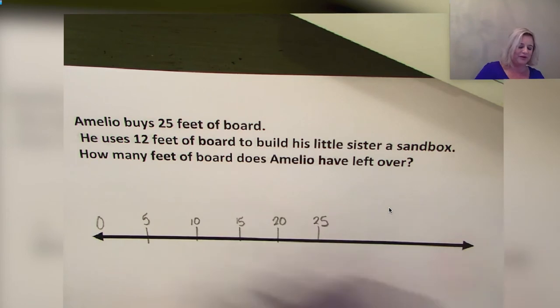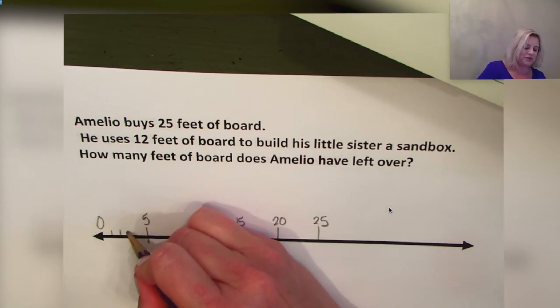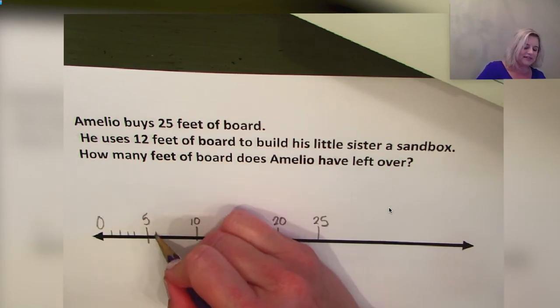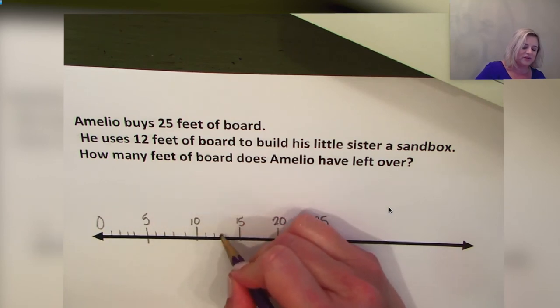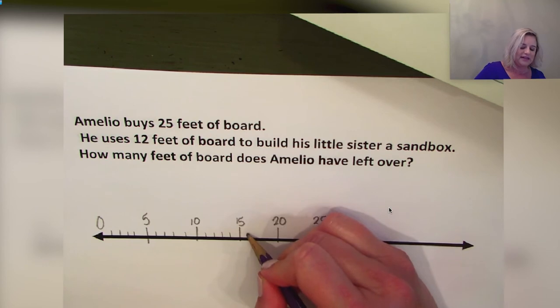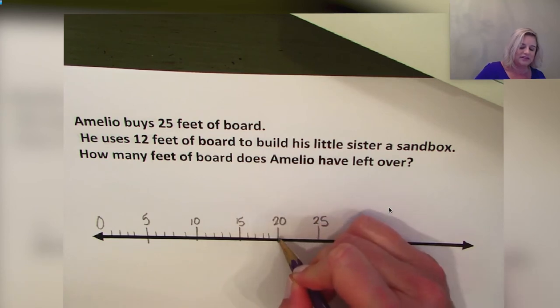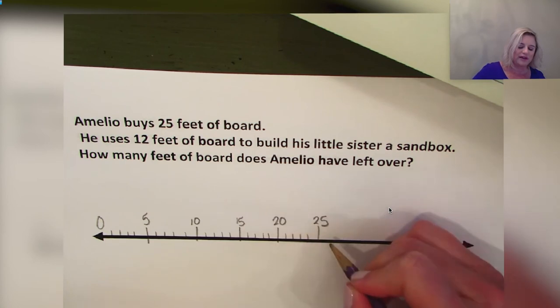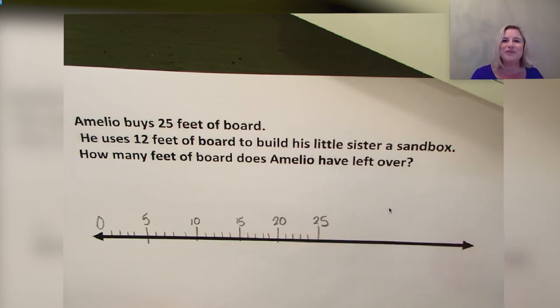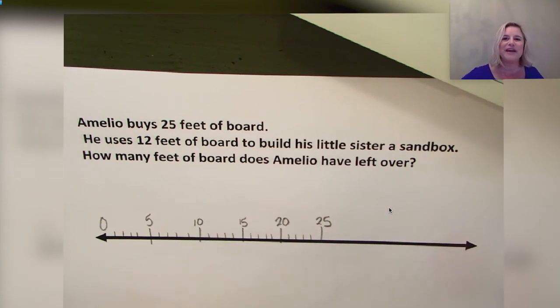Let's do that now. 1, 2, 3, 4, 5, 6, 7, 8, 9, 10, 11, 12, 13, 14, 15, 16, 17, 18, 19, 20, 21, 22, 23, 24, 25, and we'll stop there. Great job. How does your number line look? Awesome. You all are doing amazing.